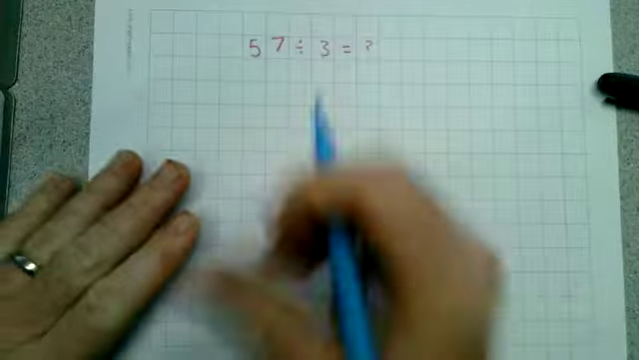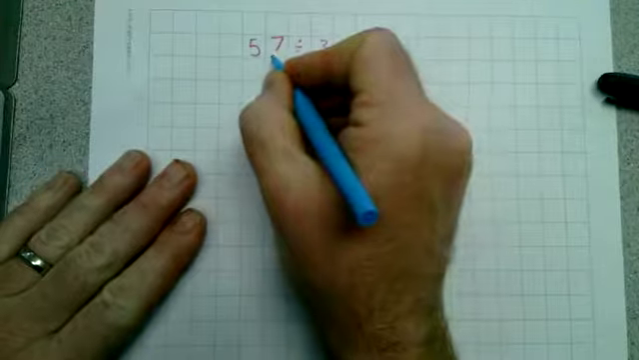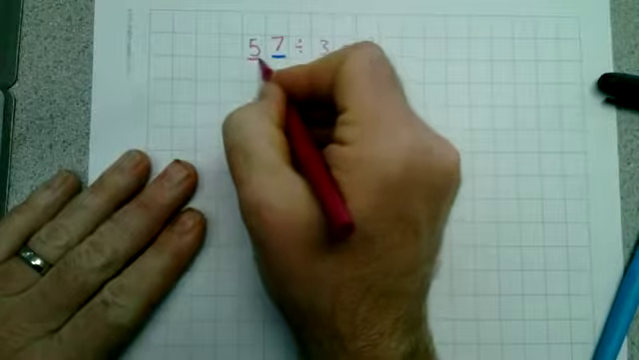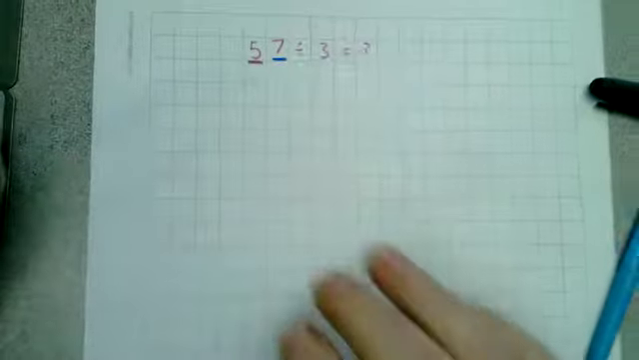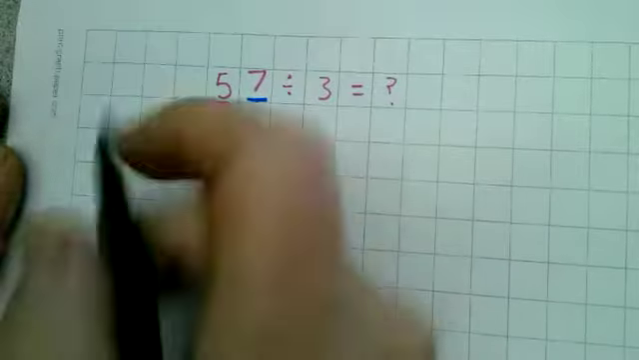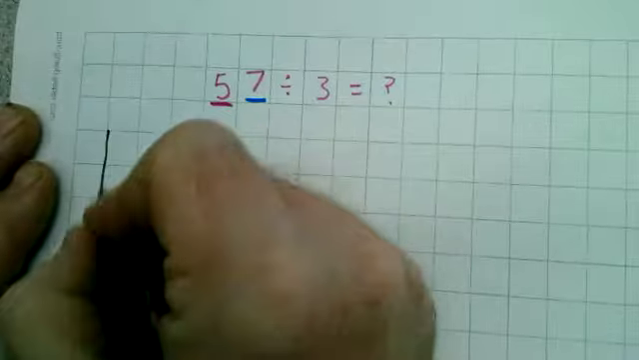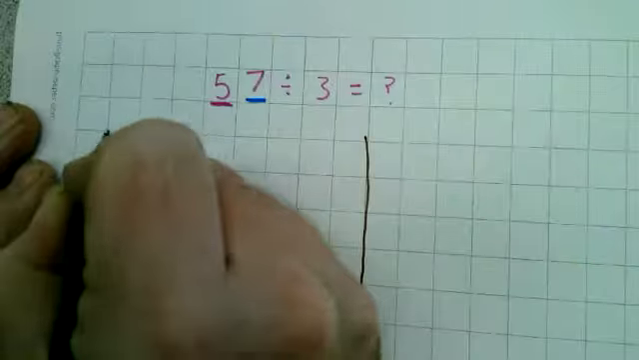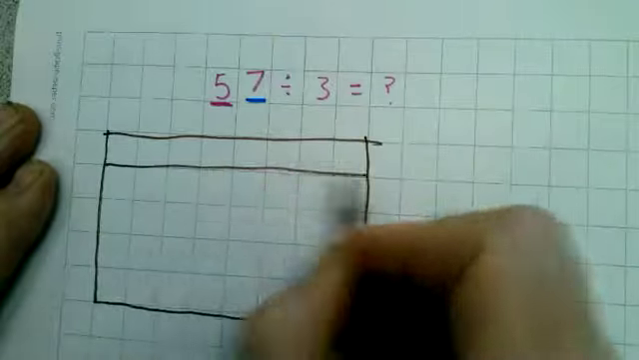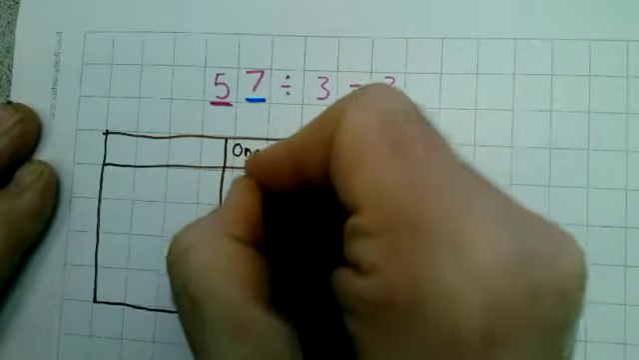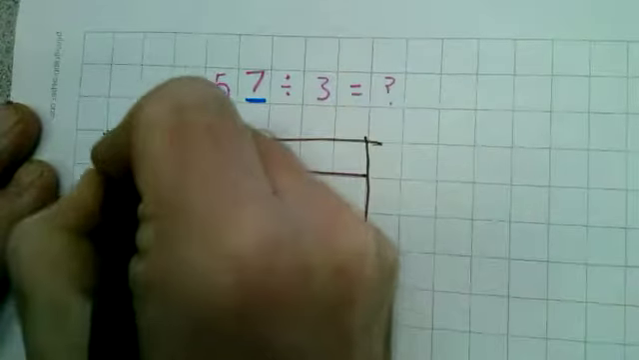Now notice in 57 there's two digits. There's a 7 for the ones place, and a 5 for the tens place. So I'm going to zoom in here a little bit and do a place value chart here. In my place value chart, I'm going to do the ones and the tens because 57 has ones and tens. So here's the ones, and here's the tens.